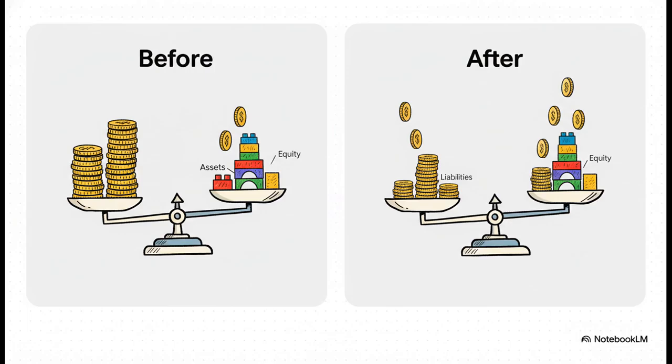Now look what happens after the note. Assets go up by $50,000, and look, liabilities also go up by $50,000. Equity is untouched. Both sides of the equation increase by the exact same amount, keeping everything in perfect balance. It's the foundation of double-entry bookkeeping.